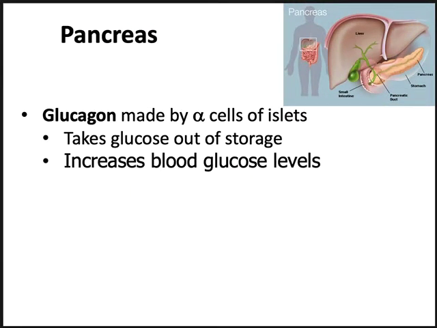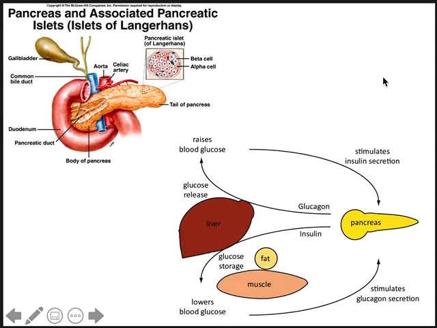Pancreas. The pancreas is responsible for both insulin and glucagon. Glucagon is made by the alpha cells of the islet. And here is your pancreas. And on the next slide, actually, did I remove it? No, here it is. Here, they show looking at your pancreas, and then looking at one of the islets, and you have the beta and the alpha cells. And I know you already know that from anatomy.